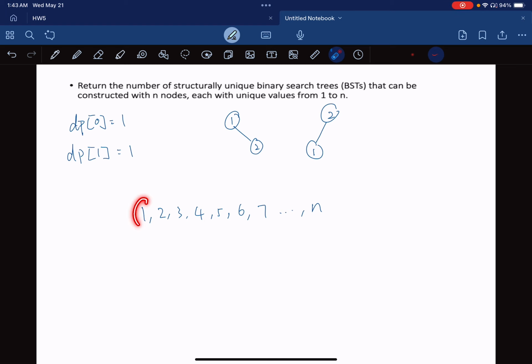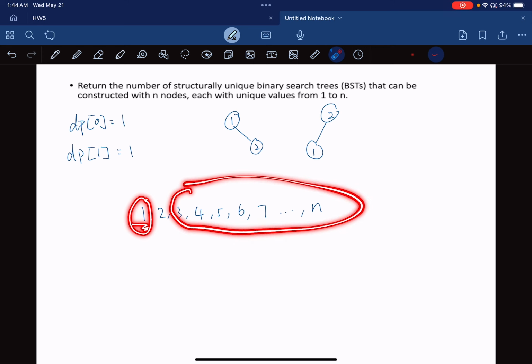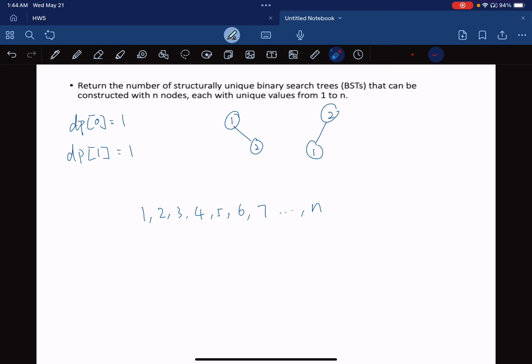So we set 1 to be the root node, and in the remaining n minus 1 nodes we count the number of BSTs. Then we set 2 to be the root node, and for the 1 on the left, count how many BSTs there are in one element, and how many BSTs there are in n minus 2 elements. To ensure that we know the number of BSTs from 0 to n minus 1, we have to build from 0 up.